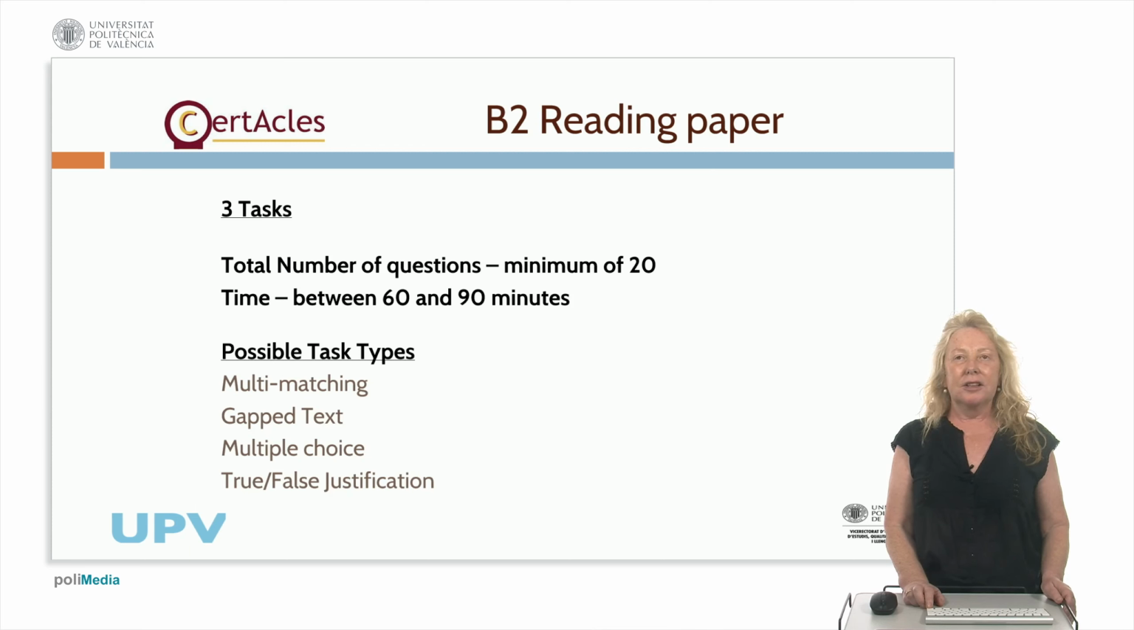In the reading part of the exam, you'll be asked to complete 3 tasks with a total number of at least 20 questions. The total number is usually around 24. That's 8 questions per task. You will have between 60 and 90 minutes to complete the tasks, depending on the number of questions. This should be enough time if you approach the tasks in the best way.